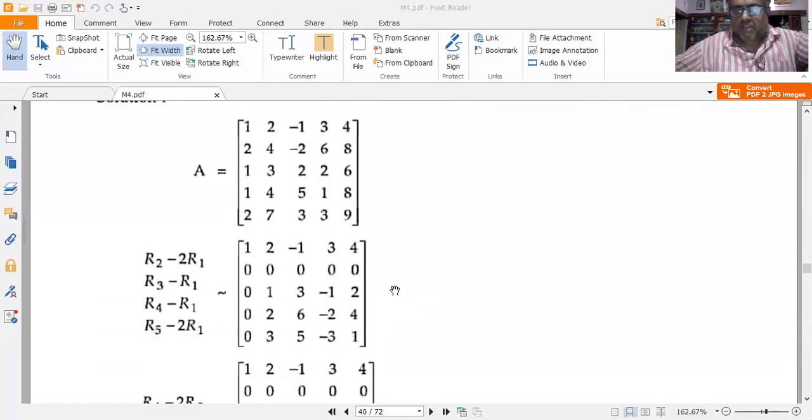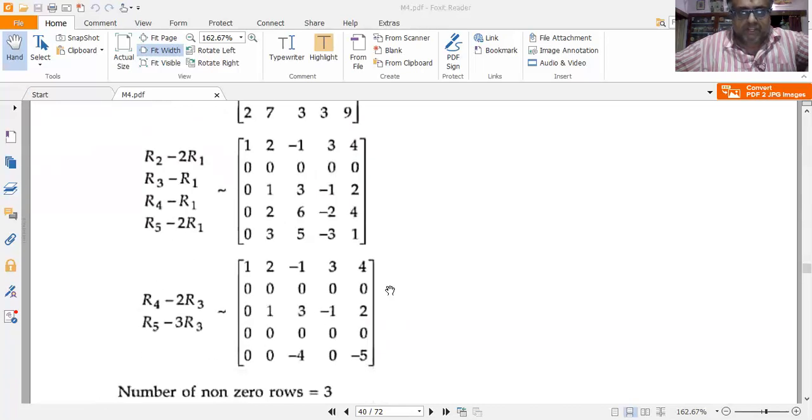Now apply linear transformations. Let me apply R2 minus 2R1, R3 minus R1, R4 minus R1, and R5 minus 2R1. By performing the requisite operations using a calculator, I get A represented as 1, 2, -1, 3, 4, then 0, 0, 0, 0, 0, then 0, 1, 3, -1, 2, 0, 2, 6, -2, 4, 0, 3, 5, -3, 1. I hope you know how to do the transformations correctly. Use your calculator if you want, or do it manually. It's just subtraction and multiplication.